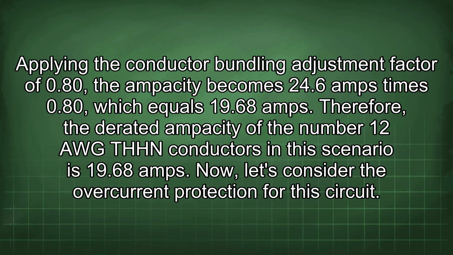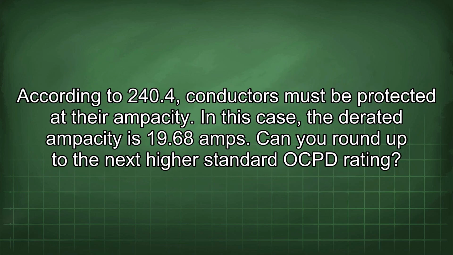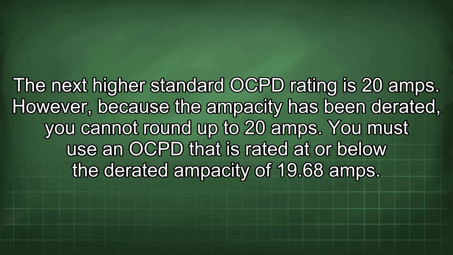Now let's consider the overcurrent protection for the circuit. According to 240.4, conductors must be protected at their ampacity. In this case, the derated ampacity is 19.68 amps. Can you round up to the next higher standard OCPD rating? The next higher standard OCPD rating is 20 amps.